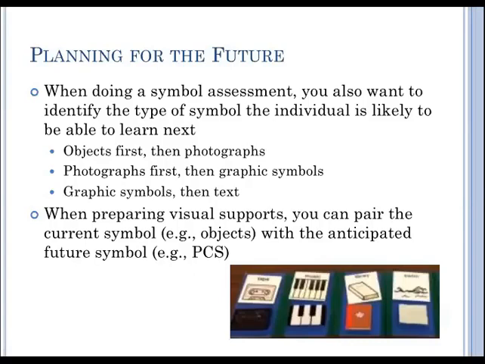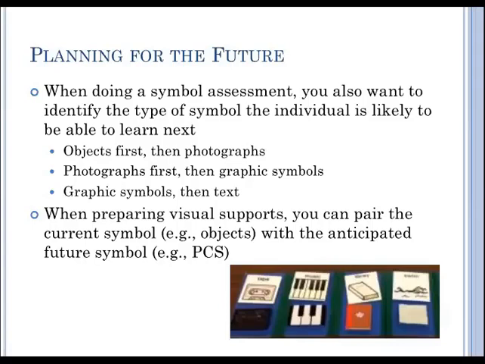And it's not always linear like this. So it's not always first objects, then photos, then graphic symbols, then text. Like I said, I had a student, a deaf student with autism, who started with objects and then moved straight to black and white graphic symbols, because that's what made the most sense for him. That's what he understood the best, okay? So it's really important that you individualize this.